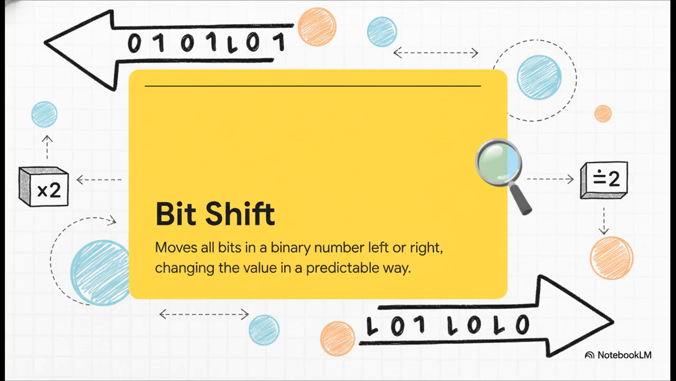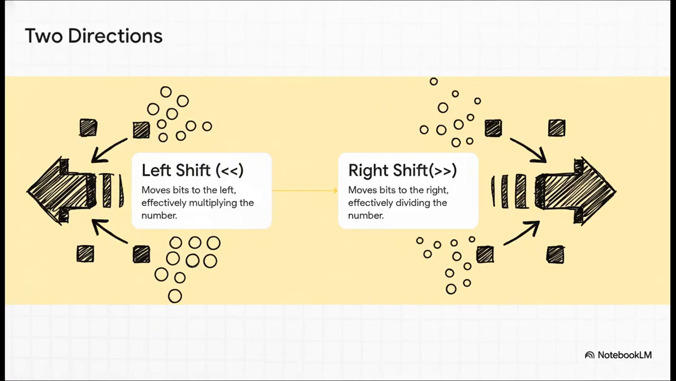Think about it in our own decimal system for a second. If you take the number 58 and just add a 0 to the end, you get 580. You just multiplied it by 10. Bit shifting is the exact same principle, just working in base 2. And as you'd probably guess, this can go in two directions. We can shift to the left, or we can shift to the right. In a lot of programming languages, you'll see these shown with the double angle brackets. And as we're about to see, each direction has its own very specific mathematical superpower.